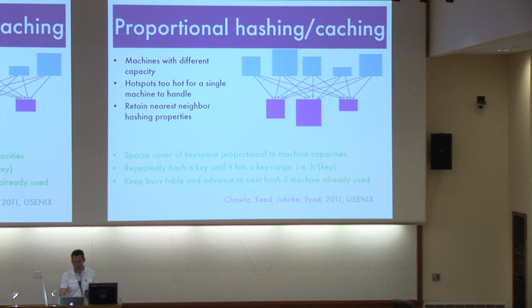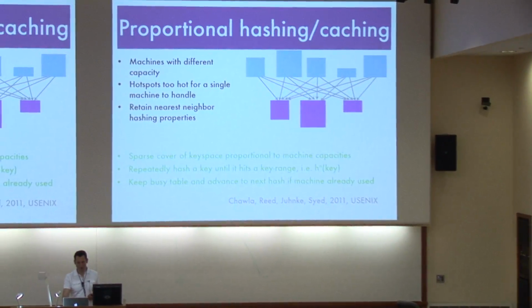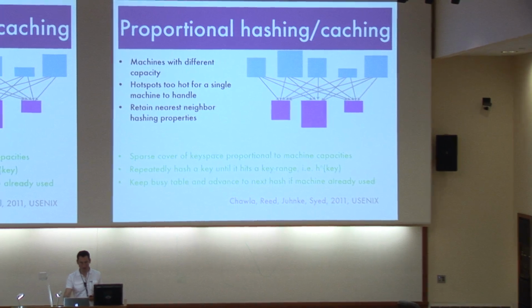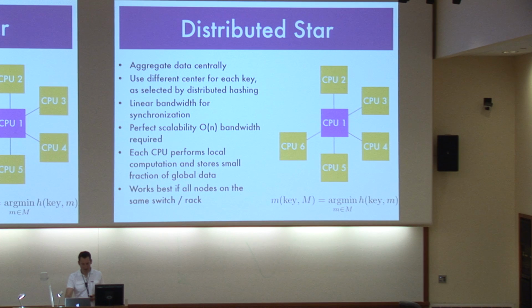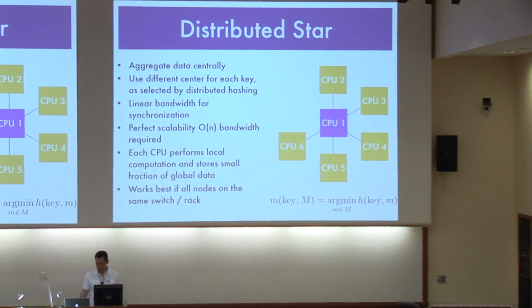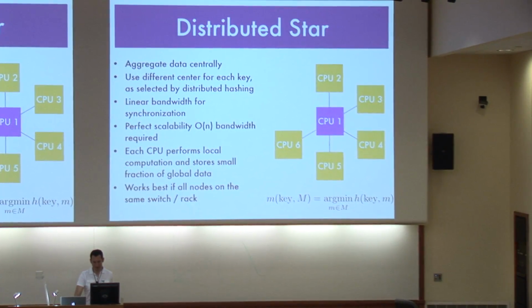Now, let me give you an answer to the question that I posed before. How can we sum over n machines in order 1 time? So this is what I would call a distributed star. So remember what I said before? Well, we can have a star topology and we aggregate the data centrally.